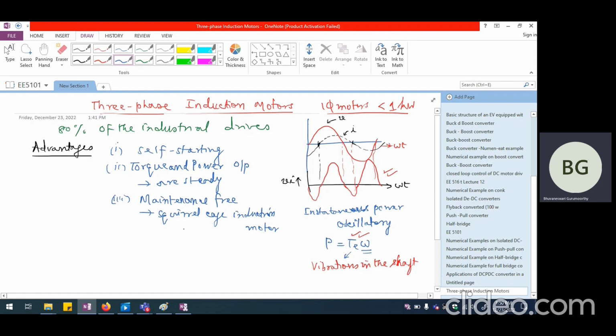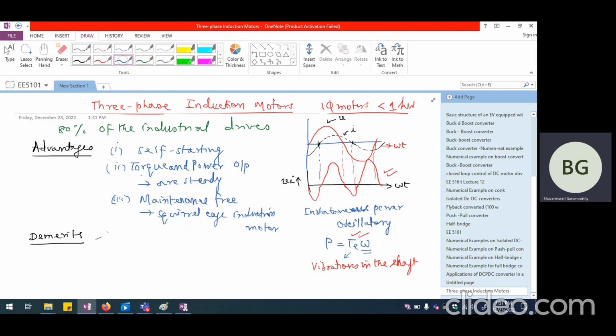Many of them are working with induction motors because you can put them in service and forget about it for several decades. So these are the major advantages, and that is one reason why induction motors are very commonly used as industrial drives. There are definitely demerits also for induction motor drives.